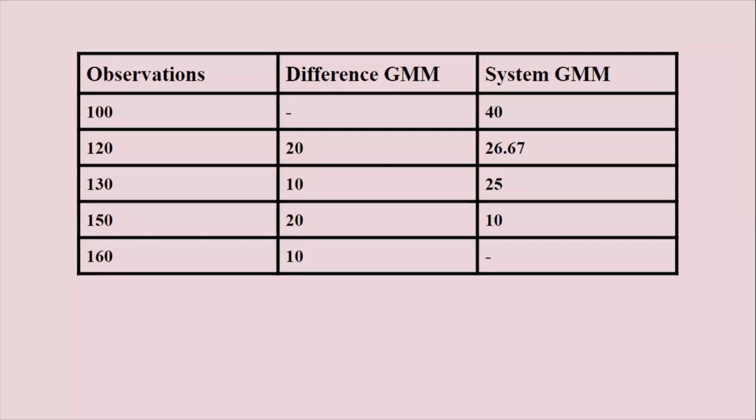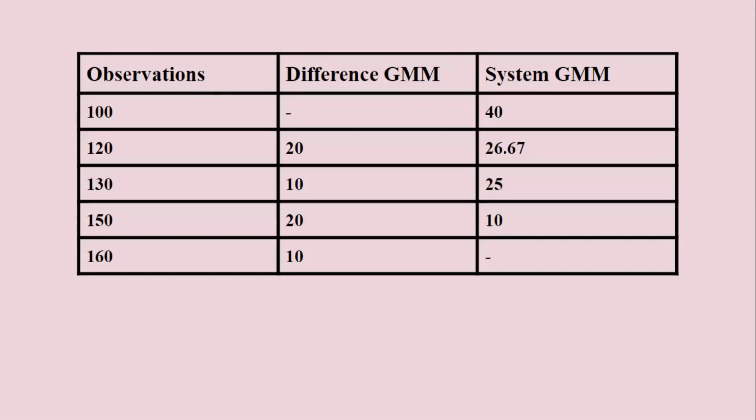Okay, suppose we have the usual GMM equation. Now, how does the software convert the observations when you are proceeding with difference GMM, and how does it work when you are proceeding with system GMM? Let's have a look at this example. Suppose you have 5 observations. This is just a random example wherein I'm explaining the difference between difference GMM and system GMM and how the observations are calculated. The observations are 100, 120, 130, 150 and 160.